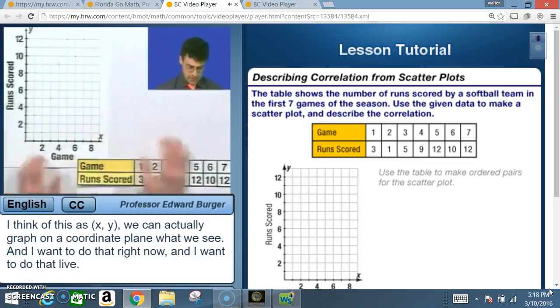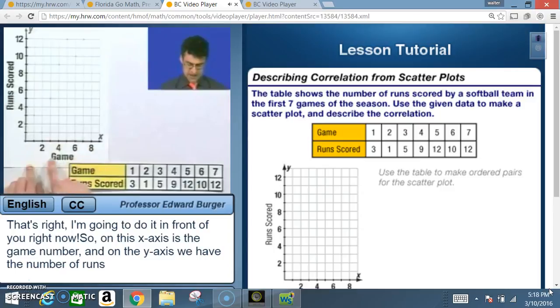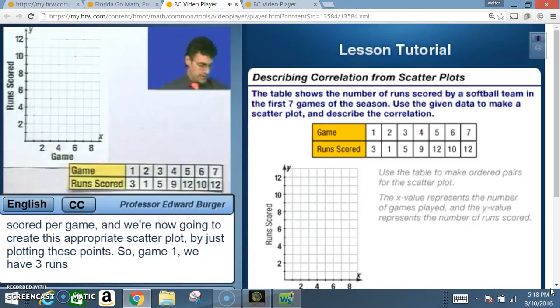And I want to do that right now. And I want to do that live. That's right, I'm going to do it in front of you right now. So on the x-axis is the game number, and on the y-axis we have the number of runs scored per game. And we're now going to create this appropriate scatter plot by just plotting these points.